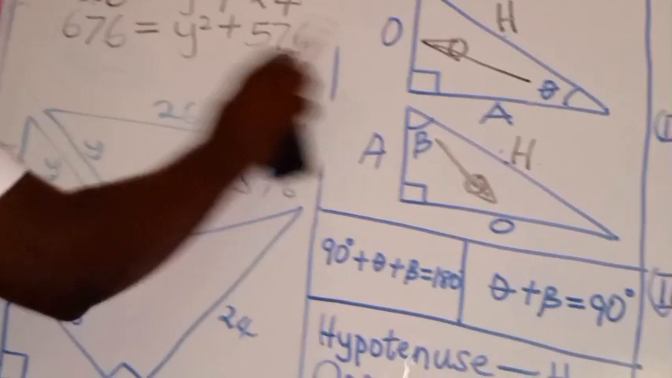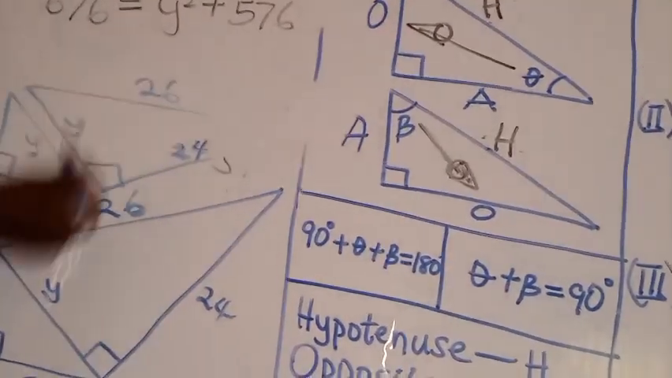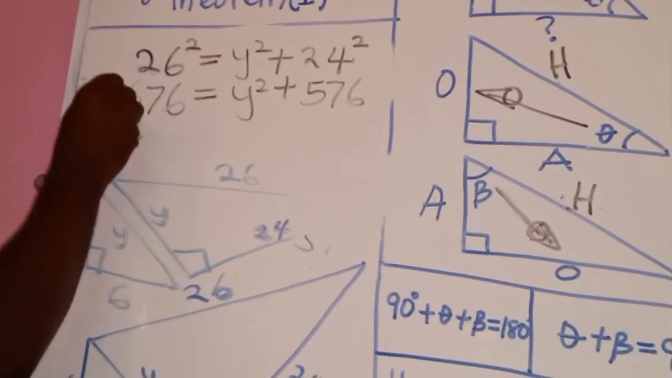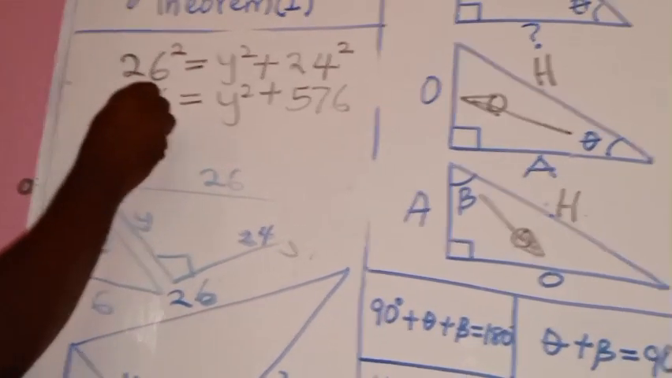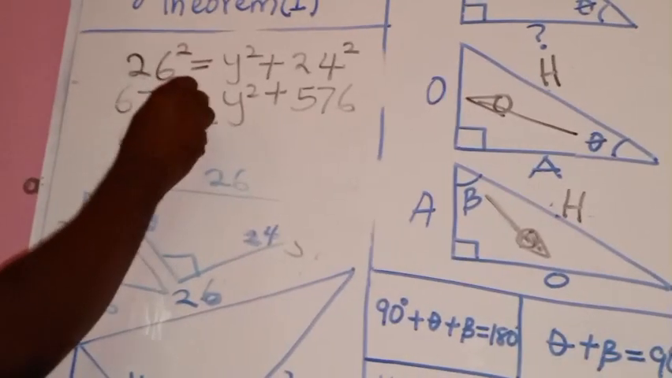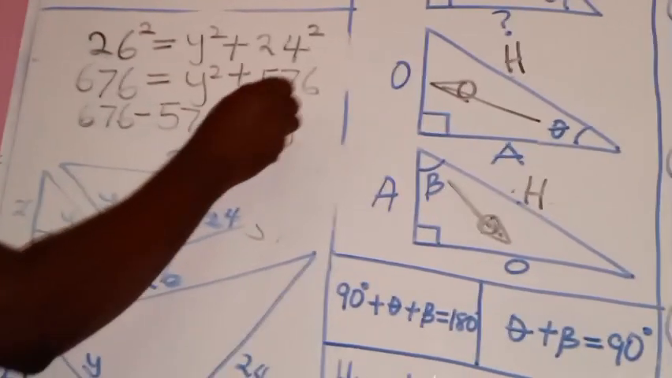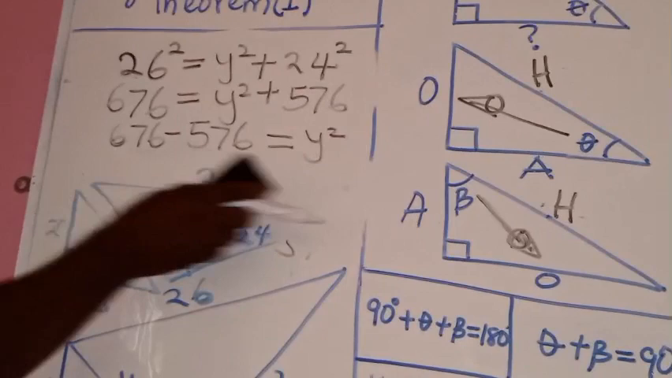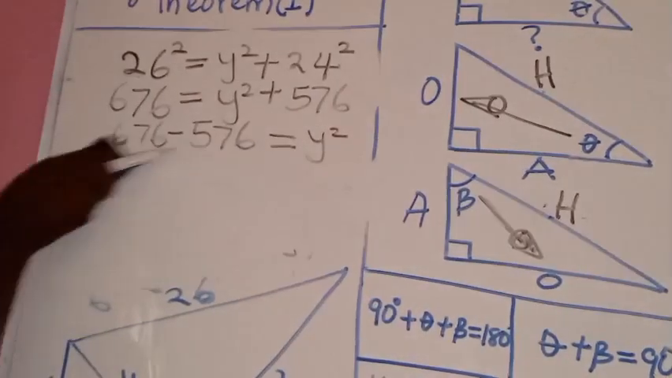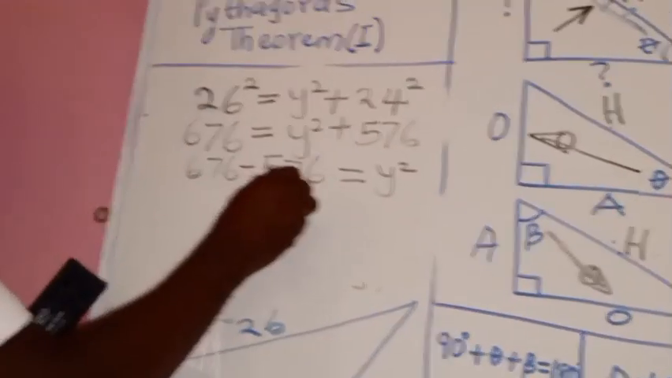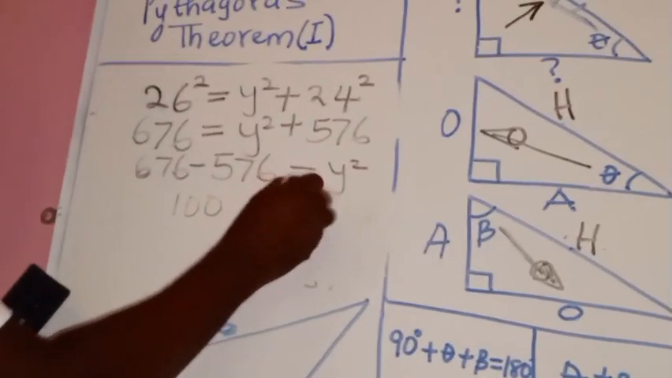Okay? Now, from this we are looking for y. I need to carry this to the other side. So that will be 676 minus 576, right? Equals y squared. Okay? If I clean this now, what do I have? I have this minus this. It is obvious that it is 100 equals y squared.